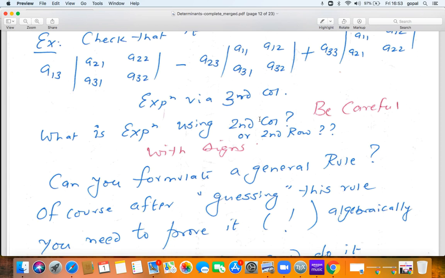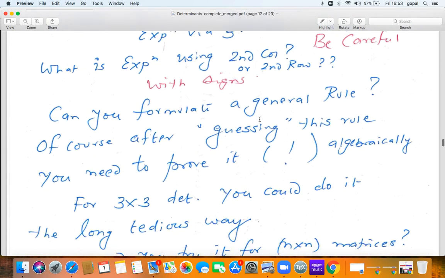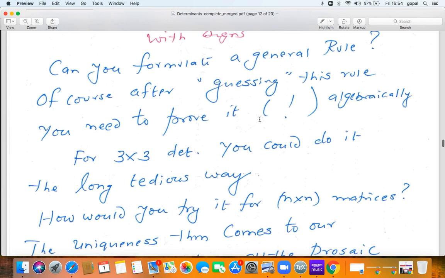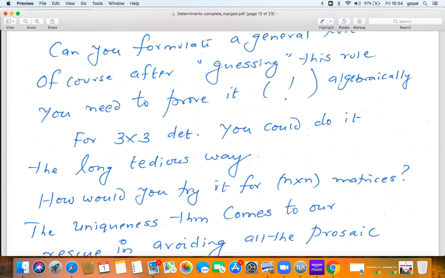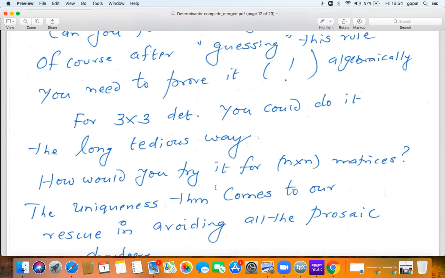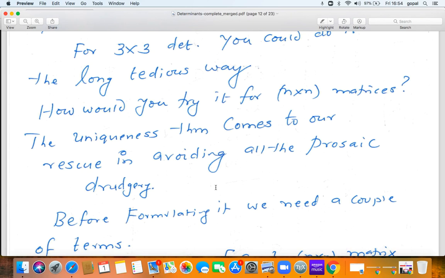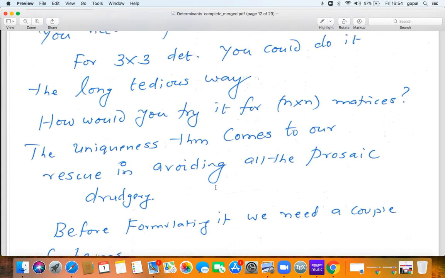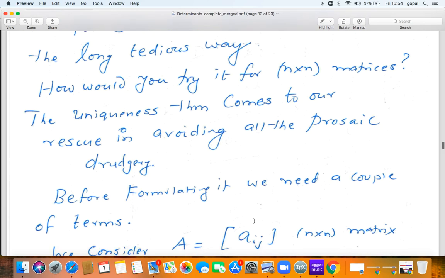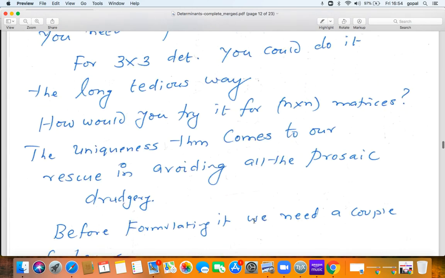We are going to do it a little more intelligently. So the 3x3 determinant, you could do it because there are only 6 terms. For the n cross n determinant, you can't do it. We have to do it more cleverly. The uniqueness theorem that we proved is going to come to our rescue in avoiding all the prosaic drudgery. Before formulating and proving the general theorem, we need a couple of terms.